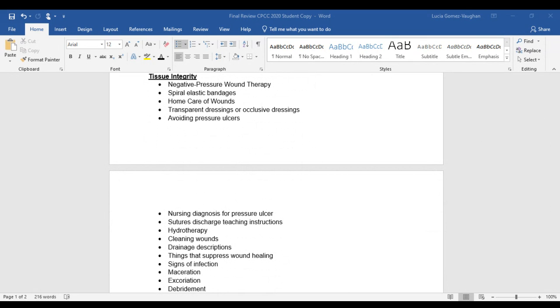Negative pressure wound therapy. It's the application of subatmospheric pressure through suction. It facilitates wound healing, collects wound fluid, and primarily affects the wound surface. Average length of treatment is 4 to 6 weeks.